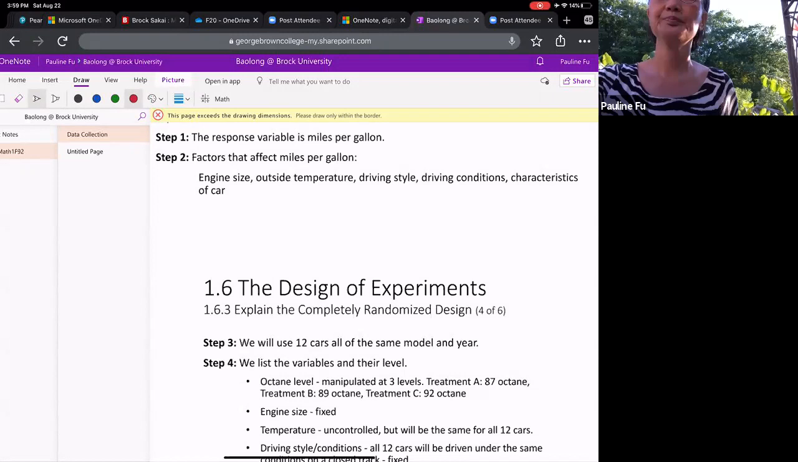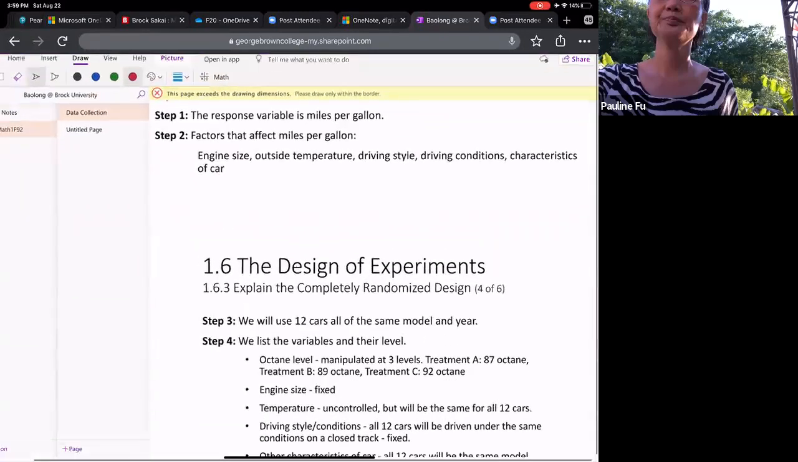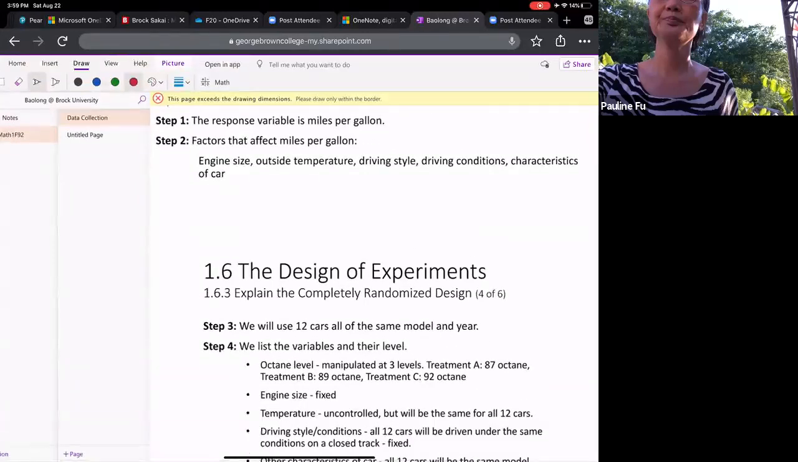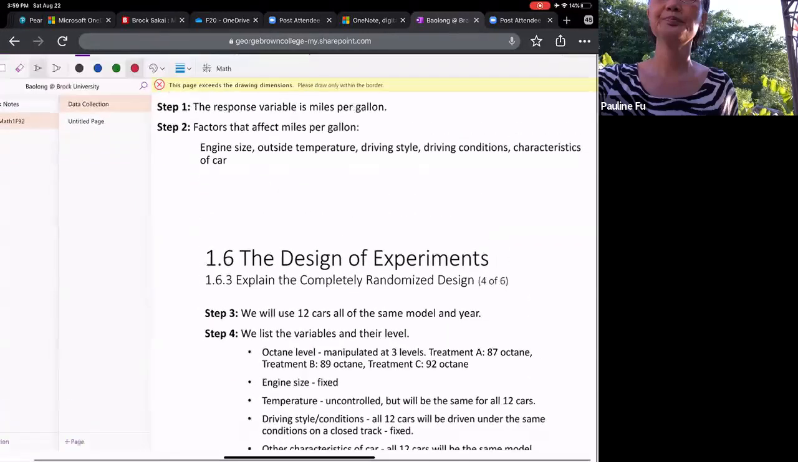If you select cars of a different model or different year, you cannot do this experiment because you don't know whether it is the model or the year that affects miles per gallon. So we just choose the same model, same year, but different cars. We select 12. And then we list the variables and their levels.